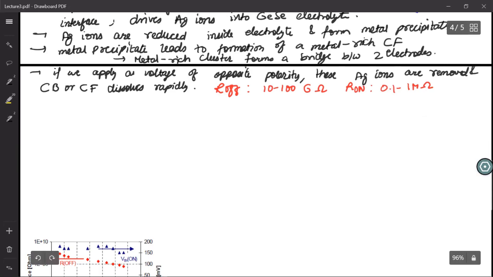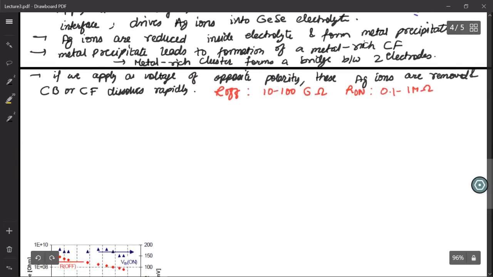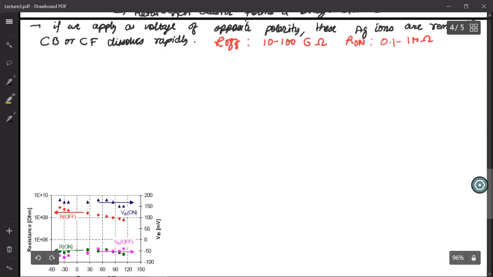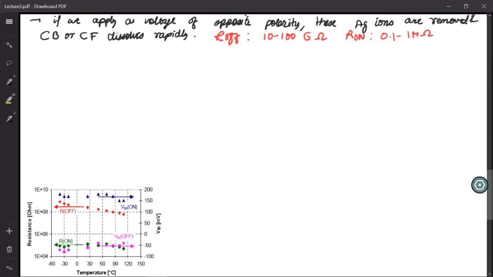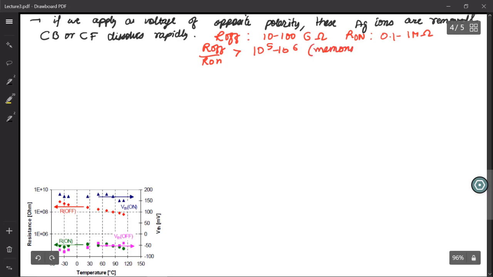So what can you comment about ROFF by RON? In that OxRAM, while discussing RRAMs, I actually wrote RON by ROFF, but it should be ROFF by RON. So I won't repeat the same mistake here. Your ROFF by RON can be greater than 10 raised to the power 5 to 10 raised to the power 6. So it is way larger. Let me write it: the memory window is larger than RRAMs or OxRAMs, right?